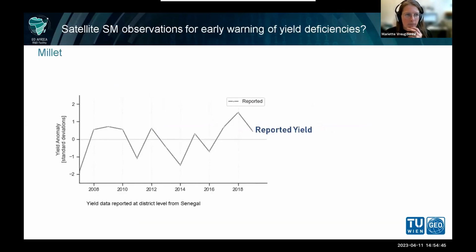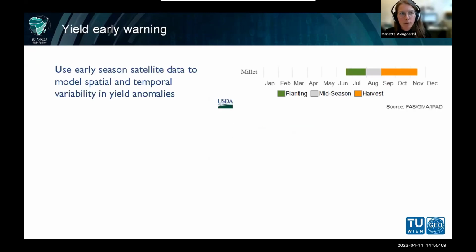So what we did is look at yield anomalies. These are the standardized yield anomalies for Senegal based on the reported yield data per district. So this is the average for all the districts, so the country average of yield for millet over Senegal. This is the reported yield. And what we try to do is to use early season satellite data to model spatial and temporal variability in yield anomalies. Millet in Senegal is planted or sown between June and August. Mid-season is then August to September, and then it's harvested from September to November.